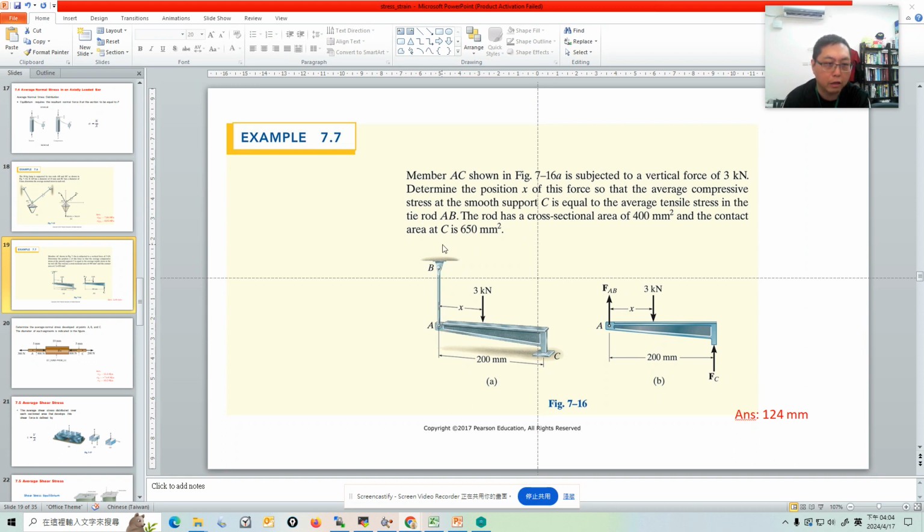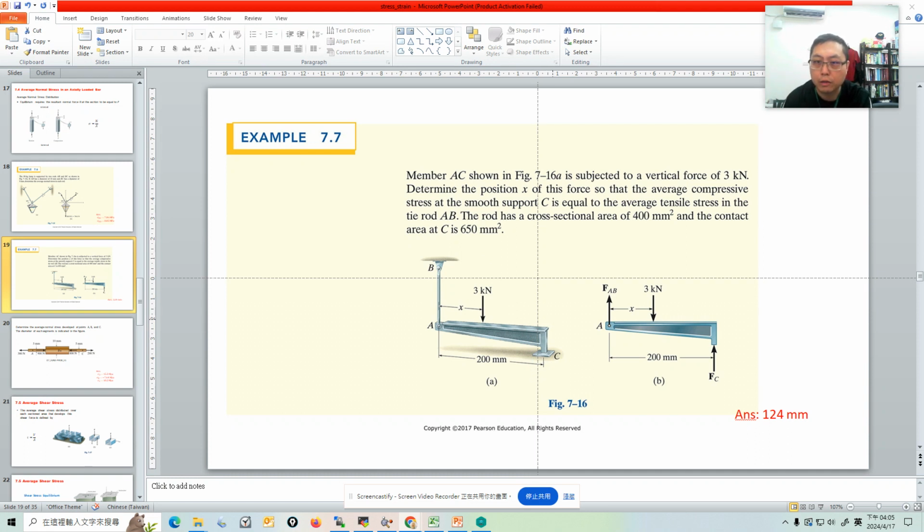It gives you the cross-section area of this rod, and the contact area at C. C is here, it's a very small patch here. This is C, and its area is 650 millimeters square.